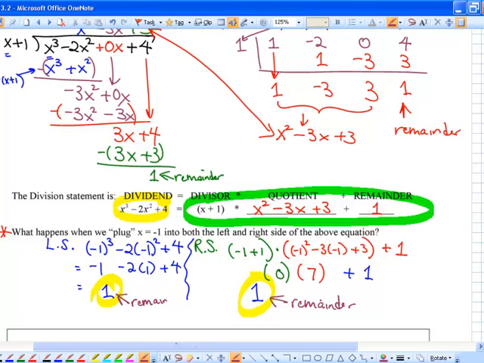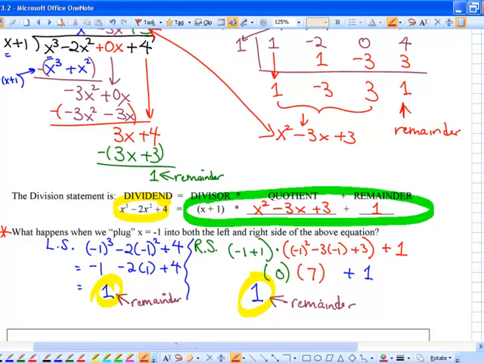So what do you think is a nice, easy way to figure out the remainder now? Should I go ahead and plug it into the right-hand side? That was a lot of work, wasn't it? What about the left-hand side? That didn't seem like it was too bad. But what did we actually do? We plugged in x equal to negative 1 into the dividend, and we got the remainder of 1.